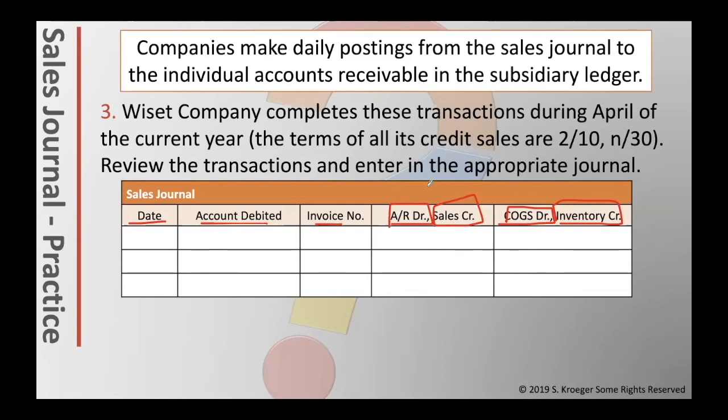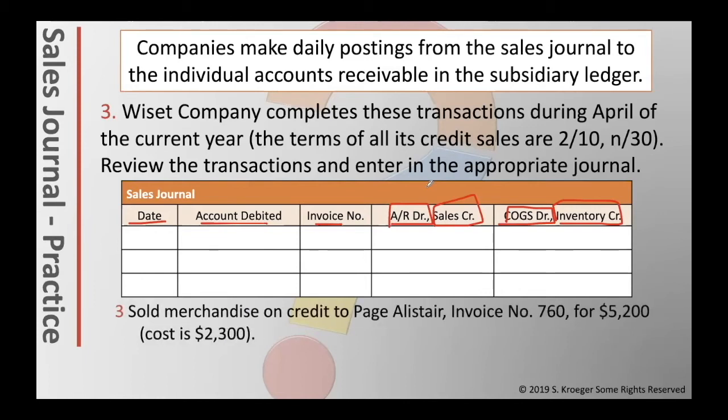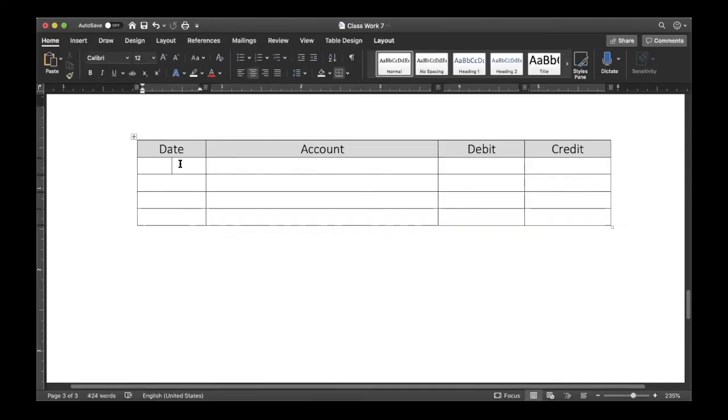This makes it a lot easier to journalize. For example, on the 3rd, sold merchandise on credit to Paige Alastair, invoice number 760 for $5,200. The cost to us was $2,300. What this journal entry would normally look like is the following. The normal journal entry of a sale would be 4 lines. It's 2 different entries. We have on the third the actual sale. It's on account. It would be accounts receivable of 5,200.